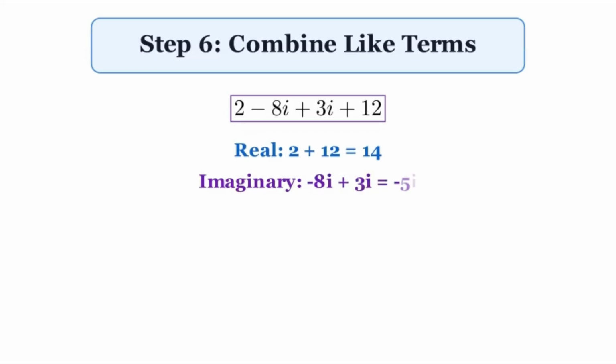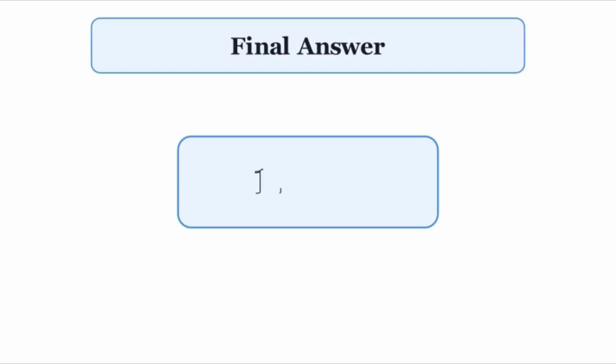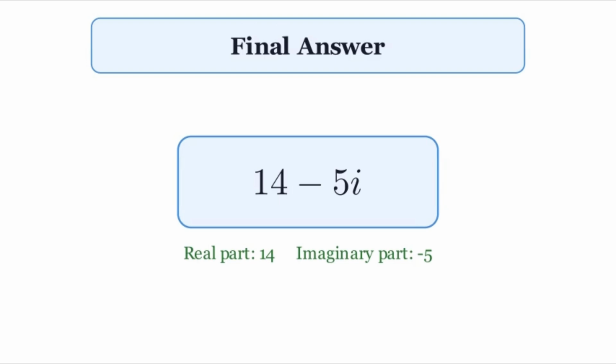From here, it is just combining like terms. The real parts, 2 + 12, give us 14. The imaginary parts, -8i + 3i, give us -5i. Our final answer, written in a + bi form, is 14 - 5i.